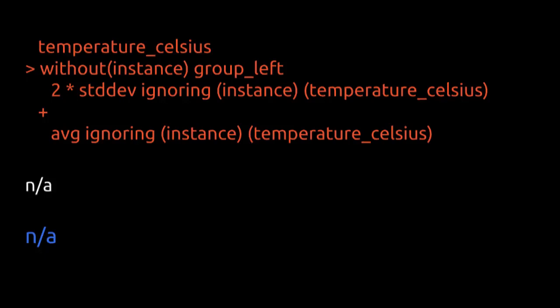Now, where it goes totally crazy is when you combine all this stuff. So we can dissect this a bit. This is essentially, give me outliers. Give me outliers that are more than 2 standard deviations from the average. So again, our temperature Celsius.